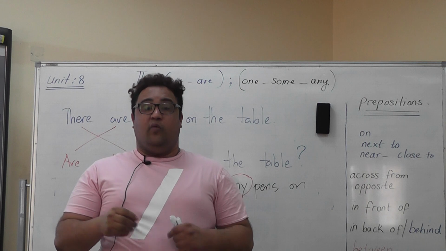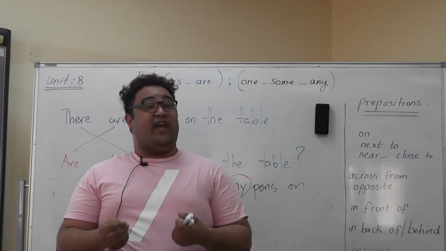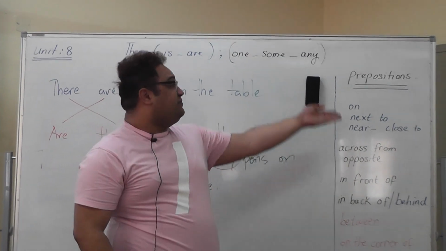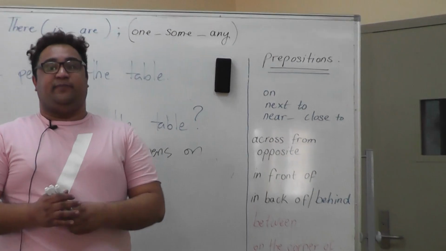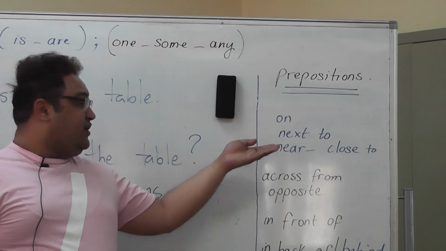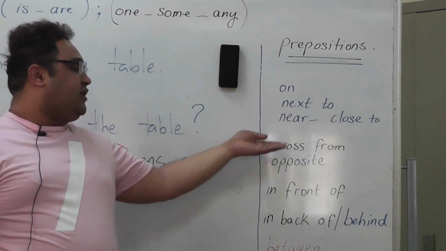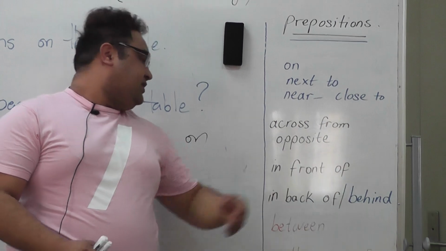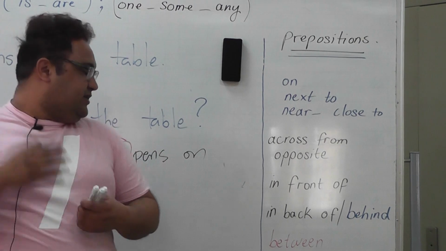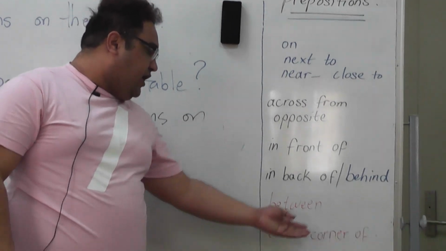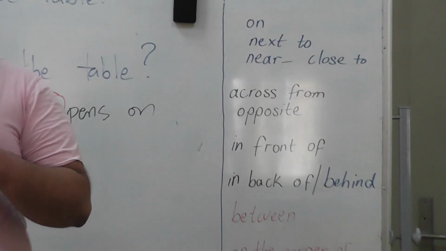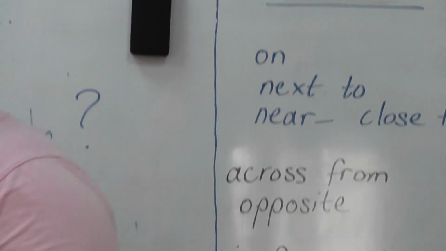Okay, now let us do it in your book. What is present in your book talks about locations. Today I am also introducing you to some prepositions. So what are these prepositions? We have on, next to, near or close to, across from or opposite, in front of, in back of or behind, between, and on the corner of. So let us use there is and there are using locations.